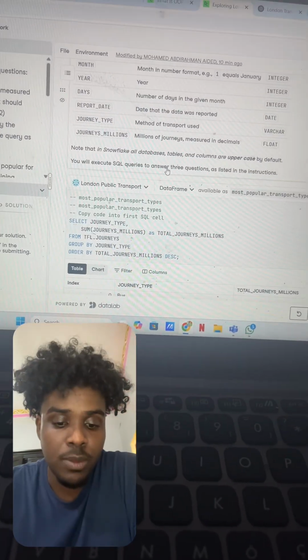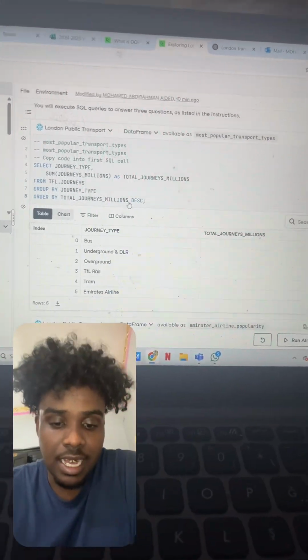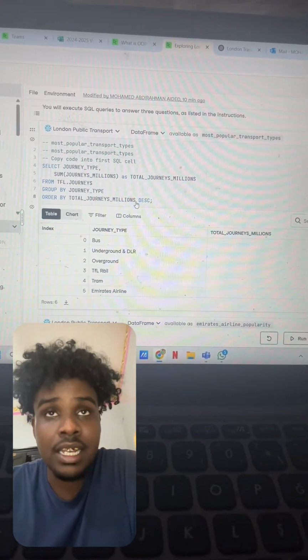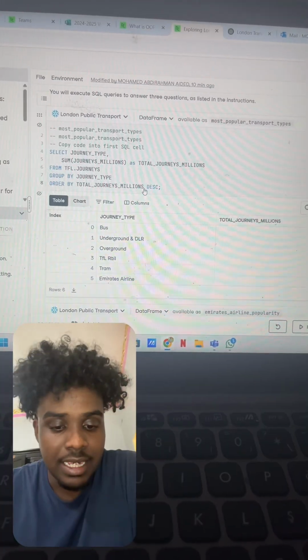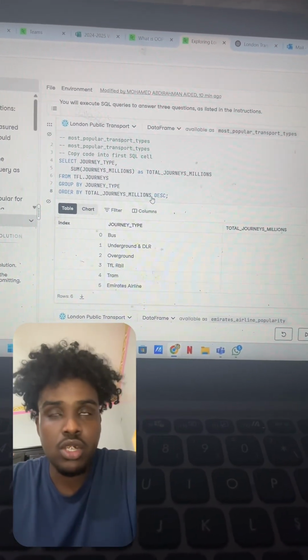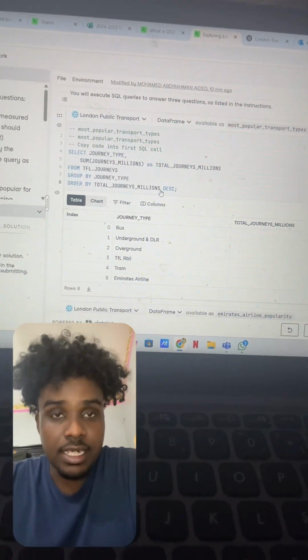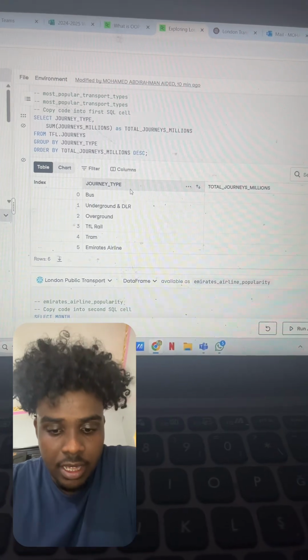So the result is, unsurprisingly, that the London Underground and buses were the most used transport methods. These are the backbone of London's daily commute. So we show the query and the sample output. So this is the output, if you try to see the output.